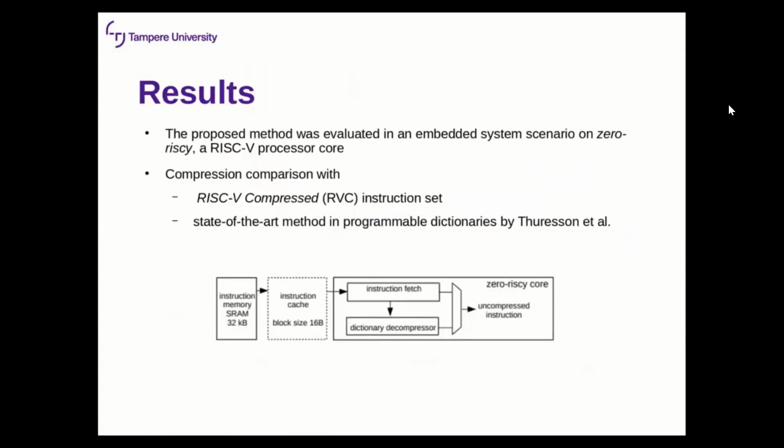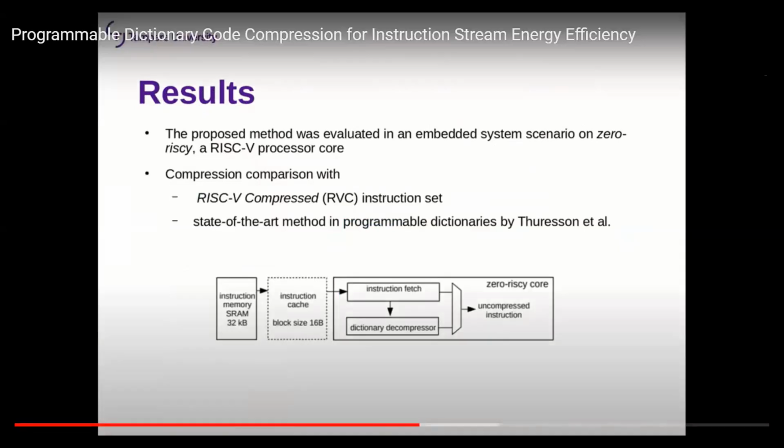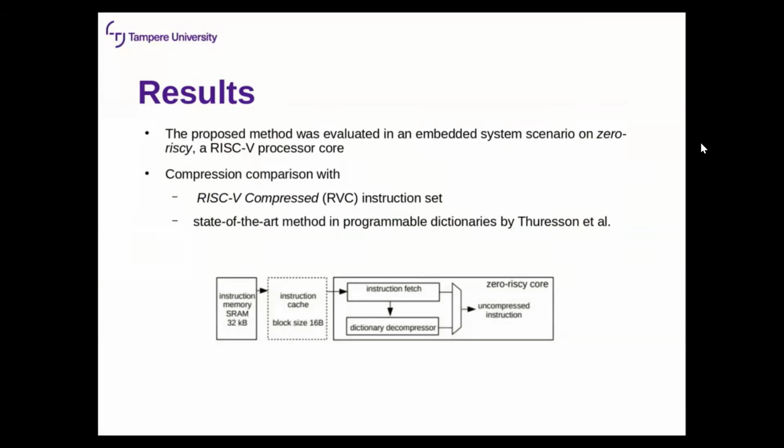We evaluated our method in an embedded system scenario using Zero-riscy, which is a RISC-V core. We compared with two different compressions. First, the RISC-V compressed instruction set, and second, the state-of-the-art method in the field of programmable dictionaries. And here's the evaluation setup. We first have an instruction memory scratchpad and an optional instruction cache, connected to the Zero-riscy core, where we have an instruction fetch and decompressor.